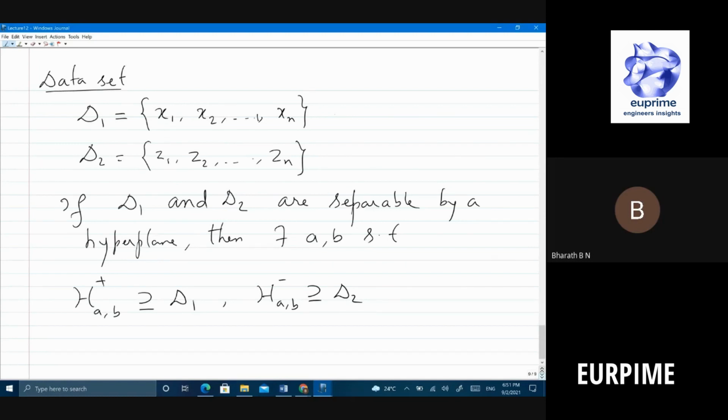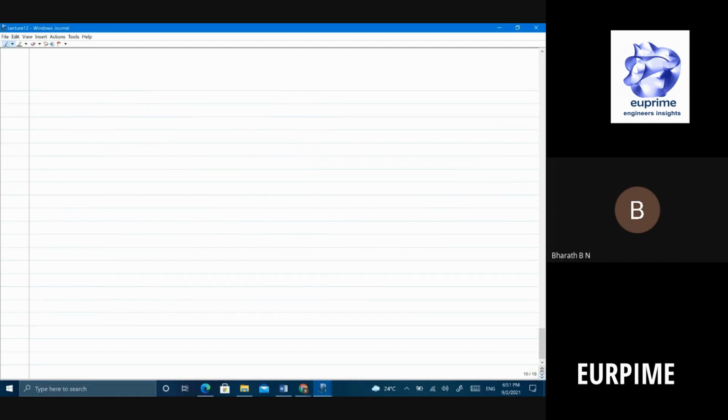What should I do? See, let's look at the constraints first. What are the constraints we need? Suppose I give you A and B, and I say that it separates. So what should be the constraint?